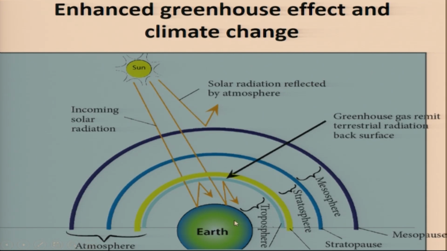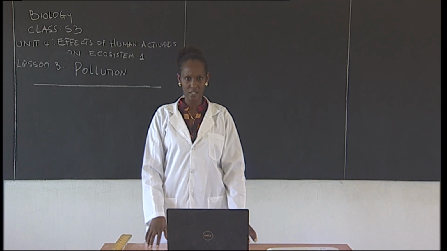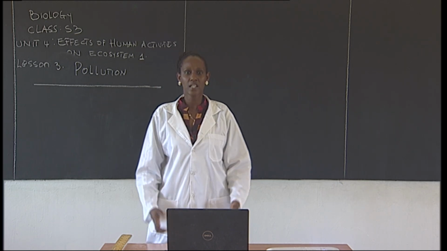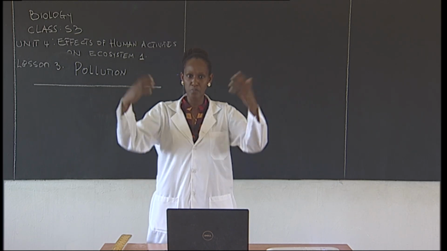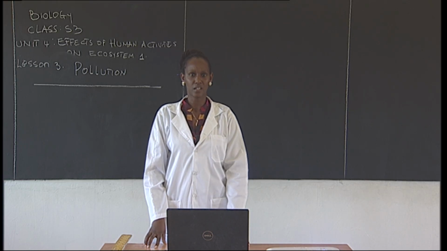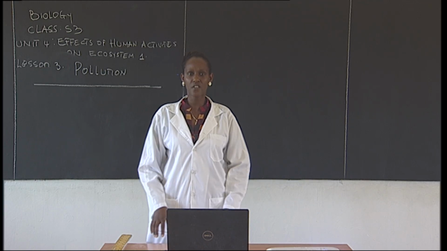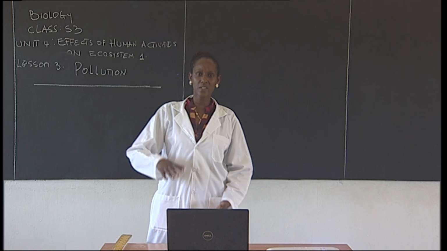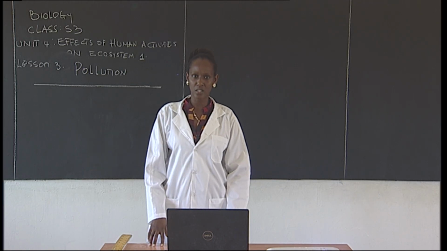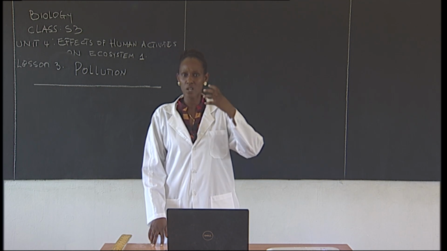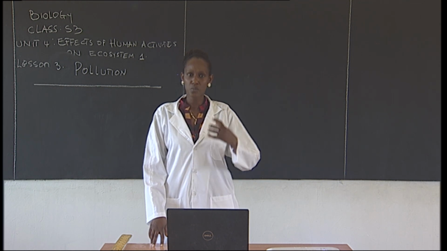When the greenhouse gases are released in the atmosphere, they can be radiated, they can be brought back on the Earth's surface, and you find that the temperature on the Earth's surface is very high. You get that? That's why, in fact, the government is trying to tell you, please try to plant more trees.